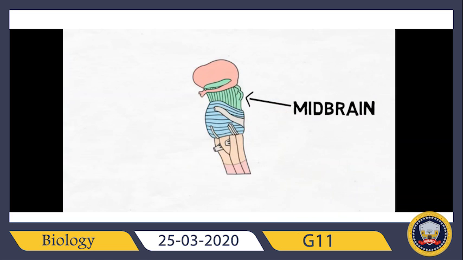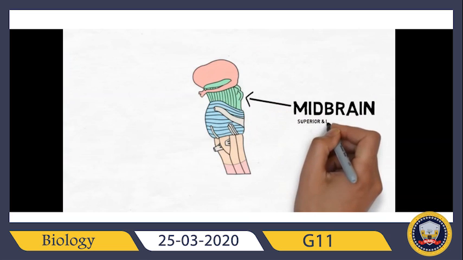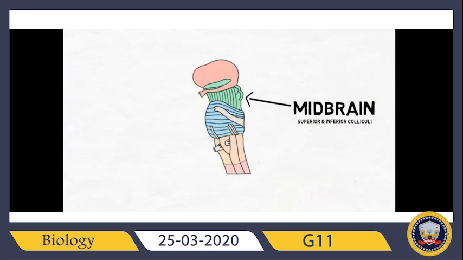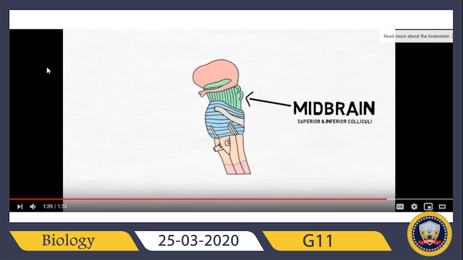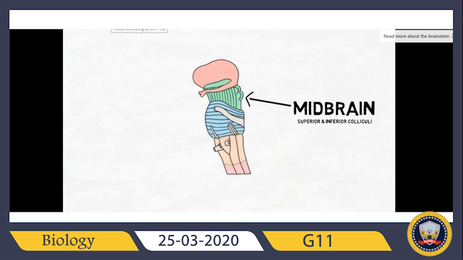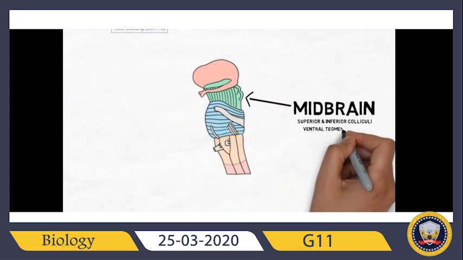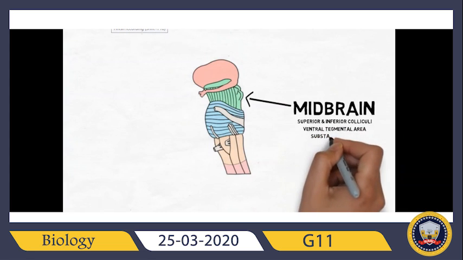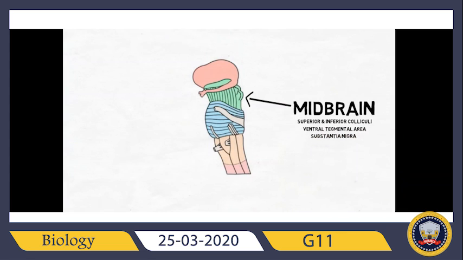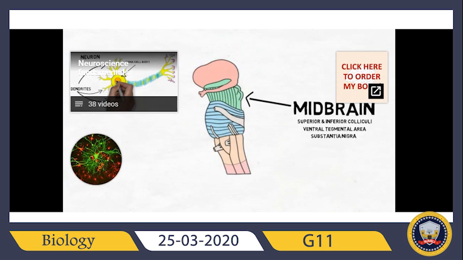On the posterior side of the midbrain, we find four bumps representing two paired structures, the superior and inferior colliculi. The superior colliculi are involved in eye movements and visual processing, while the inferior colliculi are involved in auditory processing. The midbrain also contains the major dopamine-producing nuclei of the brain, the ventral tegmental area and the substantia nigra. Among other functions, the ventral tegmental area is involved in motivation and reward, while the substantia nigra plays an important role in movement.